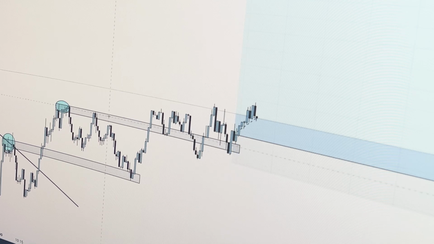Okay, so we have 1, 2, 3, and now 4 touches of this zone. So this zone is our significant zone within the market, not this level here. There's nothing really to say that this is a strong support. This right here was just a fake out, a stop hunt. So that is not a significant level to us.